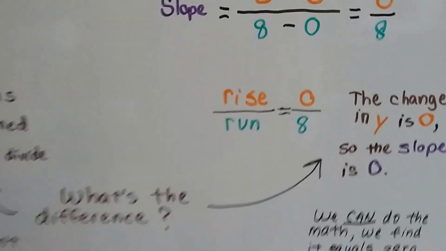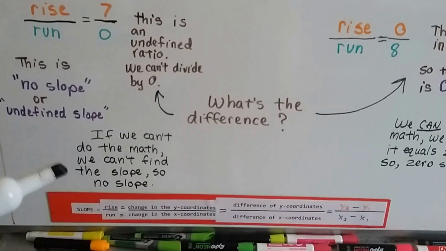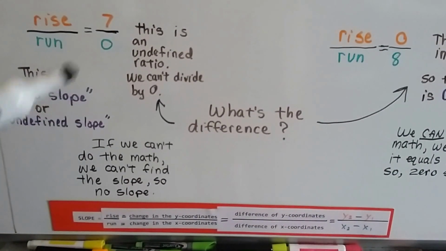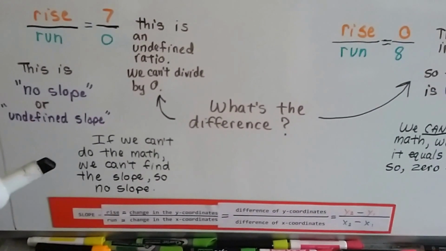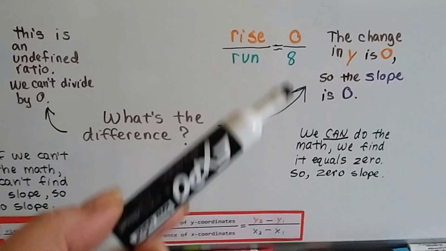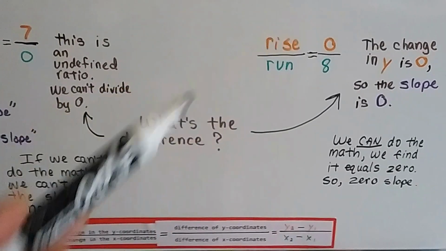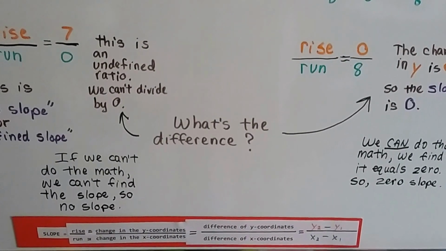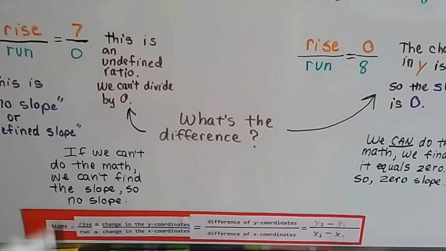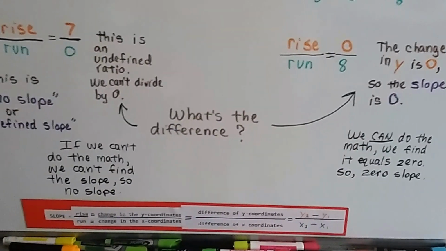Now, what's the big deal? What's the difference between no slope and 0 slope? Think of it this way. If we can't do the math, because it's undefined, you can't divide by 0, so it's impossible to do this math, then we can't find the slope, so it's no slope. On this side, we are able to do the math. So the slope is a 0. See? We can have a 0 as a numerator, we just can't have one as a denominator. See that? That's the difference. So because we can't do the math, it ends up being no slope. We couldn't find it. And on this side, it's 0.